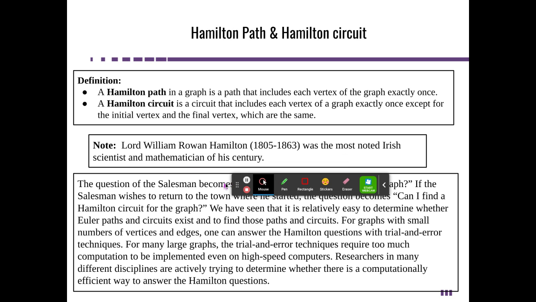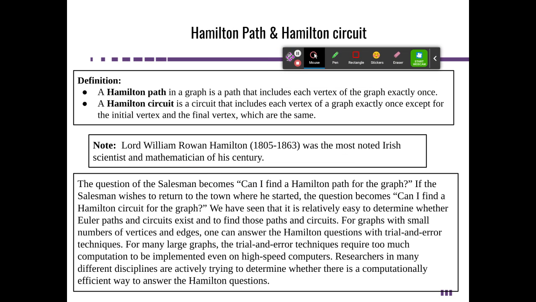So then we have a quick conversation about Hamilton. Once again, I won't read this all to you, but he was the most noted Irish scientist and mathematician of his century. So he came up with this idea of a Hamilton path. It's a path that includes each vertex of the graph exactly once. So he wasn't about edges, he was about vertices. So Euler was about edges, Hamilton was about vertices. And so a Hamilton circuit would include each vertex exactly once. And you have to end up where the initial and the final vertex are exactly the same.